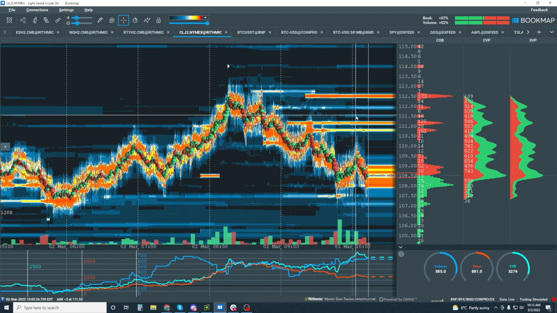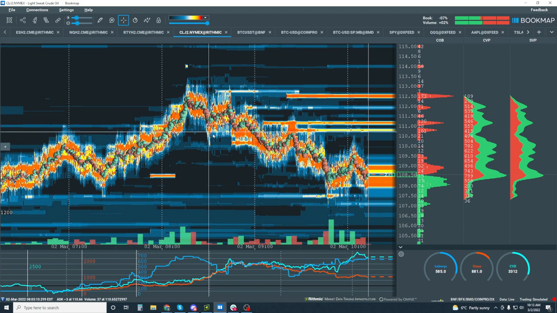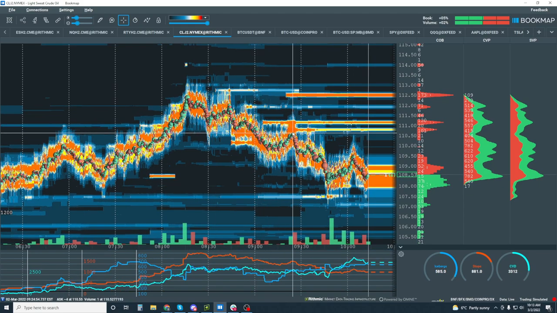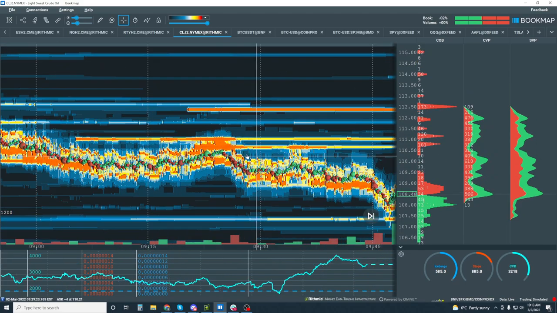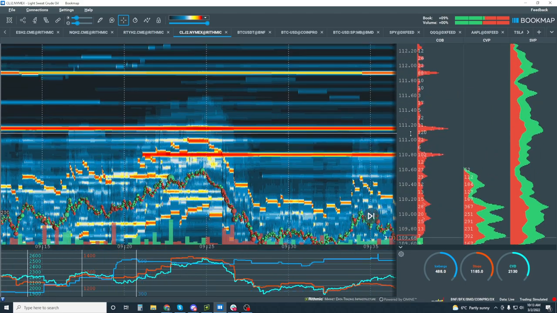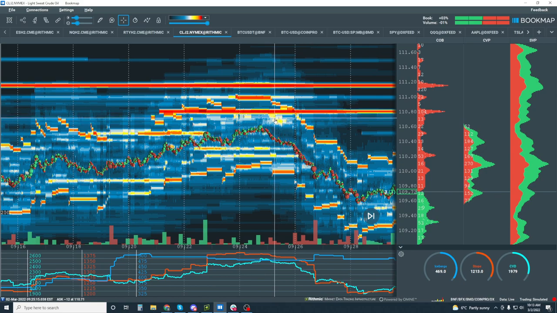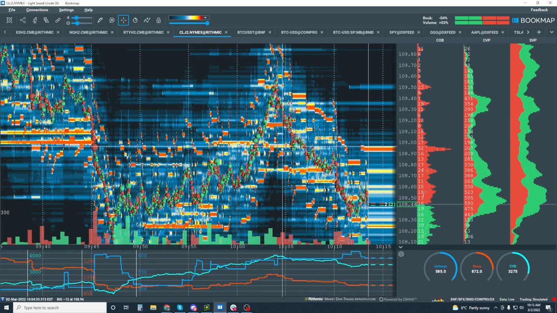Yeah, it does move really fast. It also pulls back, and it's also heavily manipulated, as we looked at some spoofing yesterday as well. Larger players coming in and really bullying the order book. Anyway, that's crude oil.